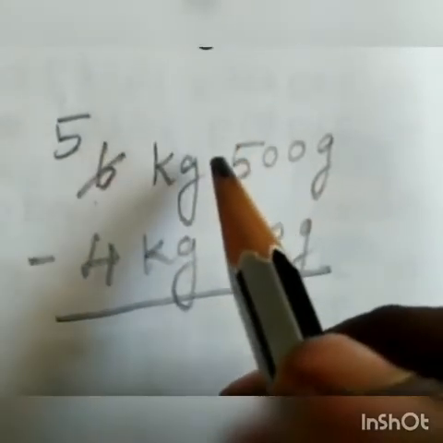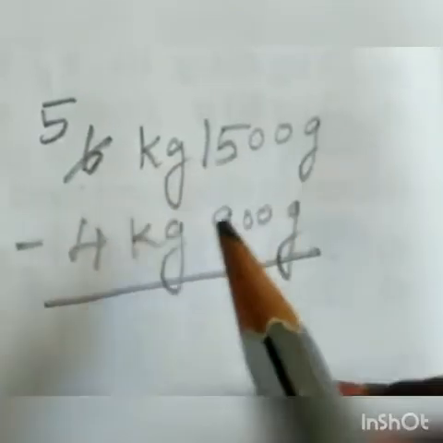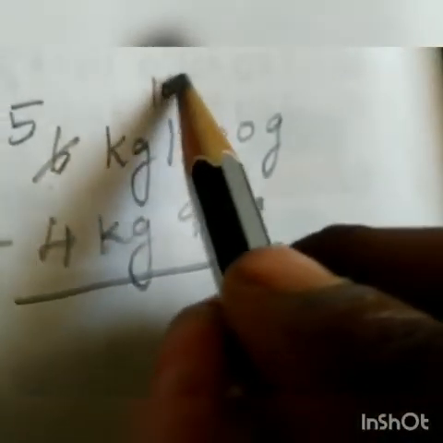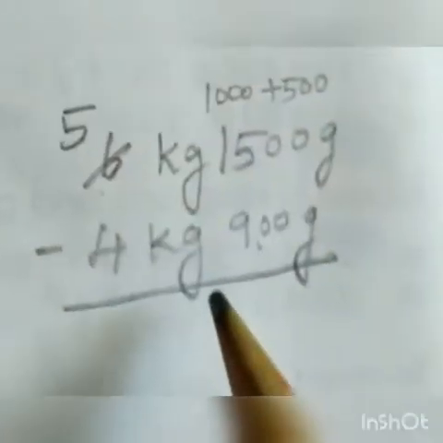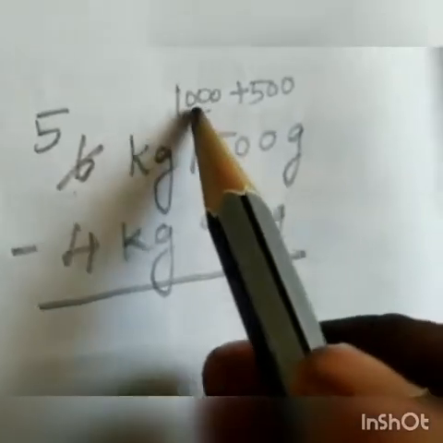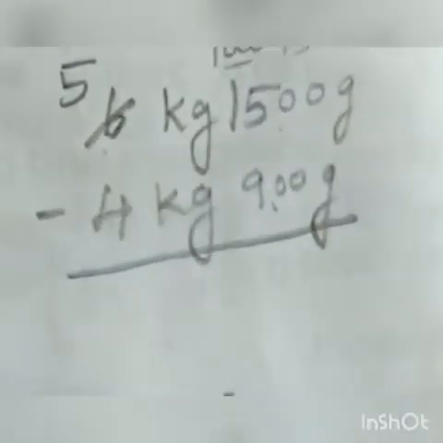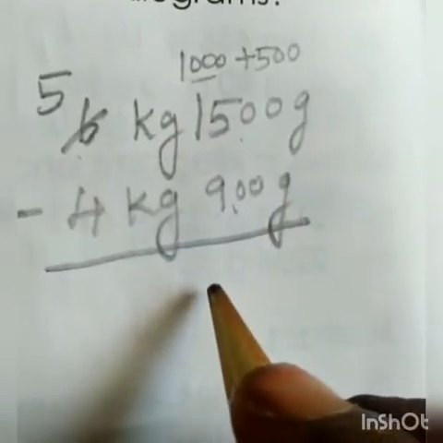1 kg is equal to 1000, so we have to put 1500 here. That means 1000 gram plus 500 is equal to 1500 gram. We are giving 1 kg to gram. 1 kg is equal to 1000 gram, so 1000 plus 500 is 1500. Now subtract 900 from 1500. Then what will we get?